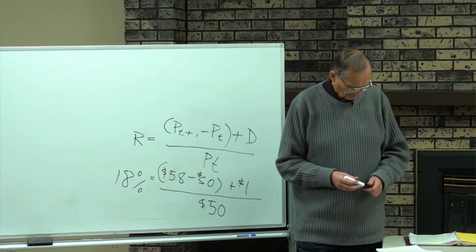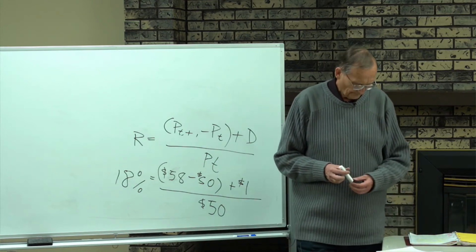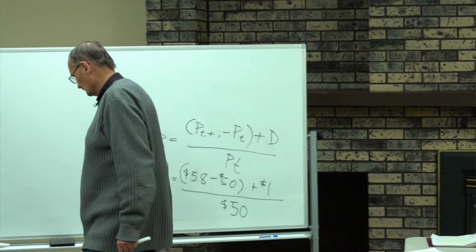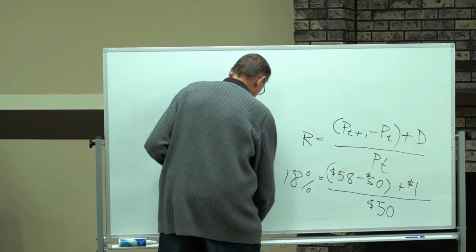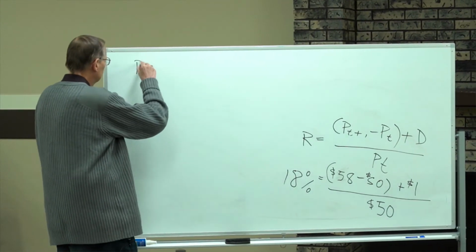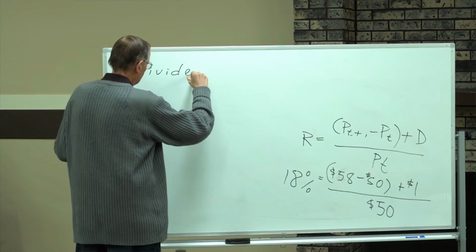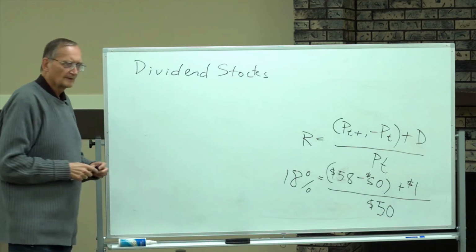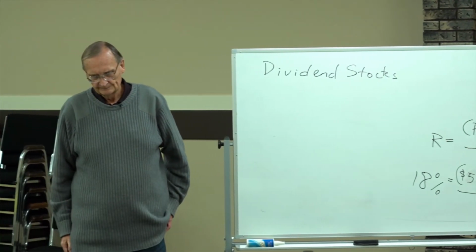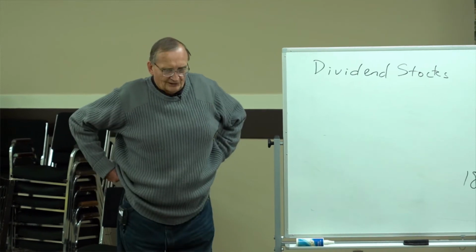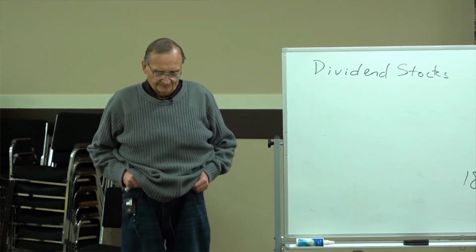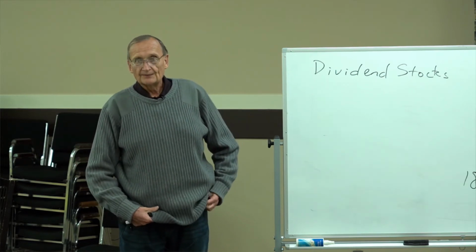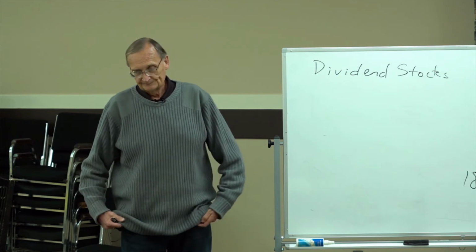Okay, types of stocks. Number 1, we have dividend stocks. This is the stock of older established companies that pay dividends every year.